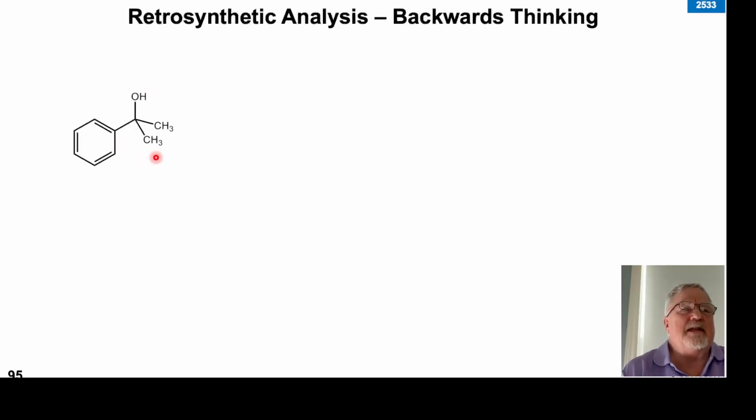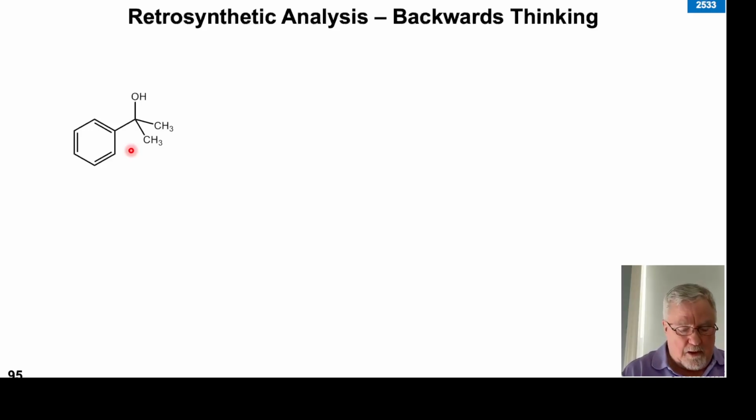Retrosynthetic analysis says what we do is we take a look at what kind of chemicals we have in the lab or that we can buy. If we can't buy this, then we have to figure out how we can make it. So we have to think backwards. One of the ways of thinking backwards is saying, how can I make this from smaller pieces?